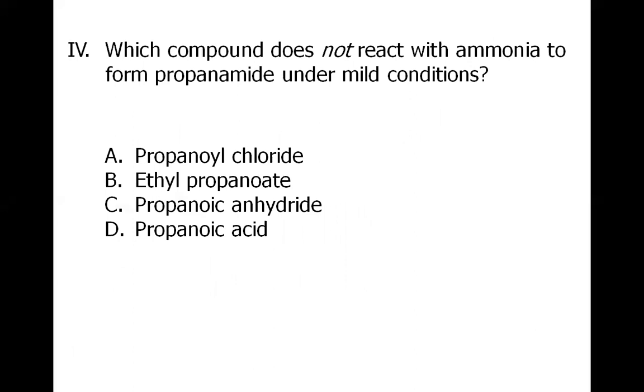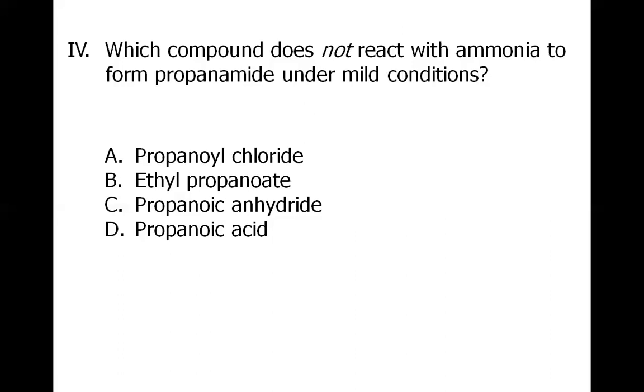Again, they are basically asking about the reaction of these four species with ammonia, whether they form the propanamide or not. So if we consider option A, propanoyl chloride, this is the acid chloride. Yes, when it is treated with ammonia, it will give us the propanamide. So option A will provide the propanamide. So hence it is not the answer.